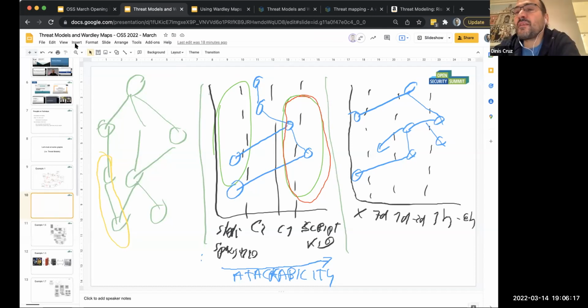But does this make sense? Where the attackability in this case is from left to right. So anything that falls into this right column is things that will have a lot more clear and present danger.